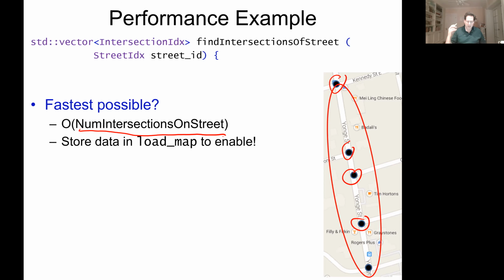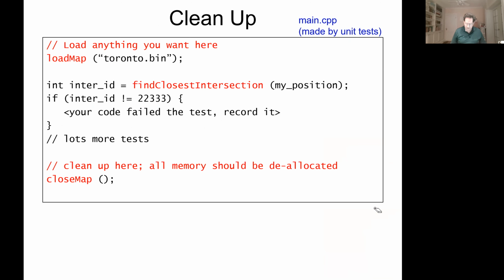And this is a much smaller number. The average street probably only has 2, 5, 10 intersections on it. It's not that long. Even a really long street like Yonge Street has only a small fraction of the 200,000 intersections on it. So your average complexity is much, much faster. But you're going to have to figure out how to write something in load map in order to make it faster. So that's all I'm going to say about that function. You can follow that idea to get a basic implementation. You have to think about what to put in load map to get a faster one.